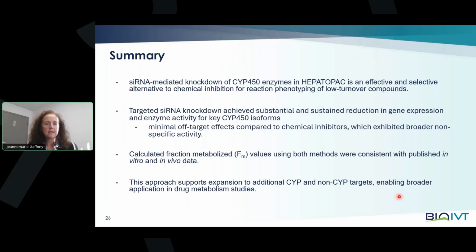And in conclusion today, we can state that the siRNA-mediated knockdown of CYP450 enzyme in HEPATOPAC is an effective and selective alternative to chemical inhibition for reaction phenotyping of low turnover compounds. Using the gene knockdown method with siRNA, we were able to achieve substantial and sustained reduction in gene expression and enzyme activity for the key CYP450s. We saw minimal off-target effects compared to chemical inhibitors.